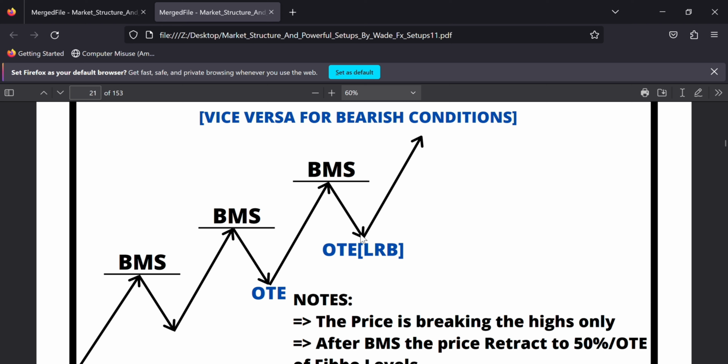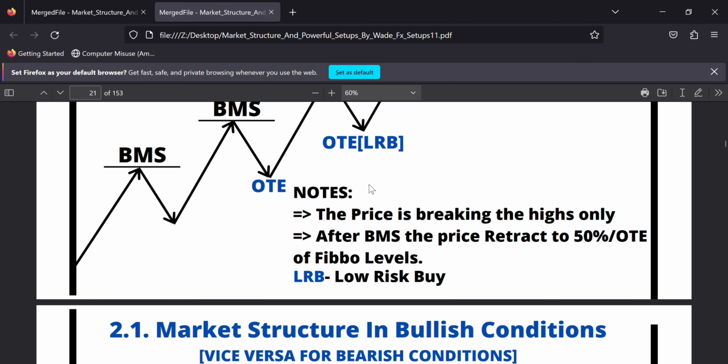LR, then expansion again, market breaks the structure in between here. Yeah, so notice the price is breaking the higher highs, so the highs only. After the BMS, the price retraces to 50% OTE levels of the Fibonacci, then LRB, low risk buy.